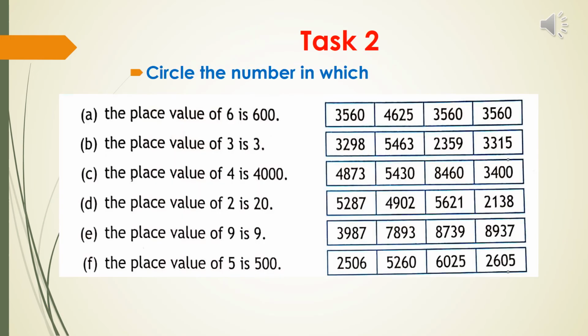In the second task, out of 4 numbers given, you have to identify and circle the number which represents the given property. For example, in part A, the place value of 6 is 600. You have to find that number and circle it. So that means the digit at the hundreds place should be 6. We have to find that number. So that is the second number, 4625. We will circle this number. In the same way, you have to attempt all the following parts.